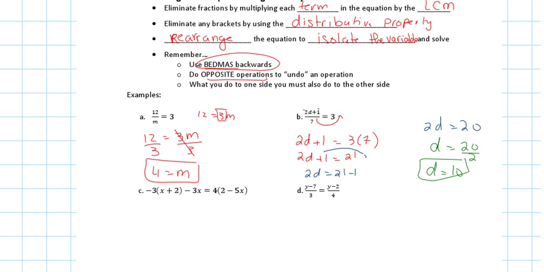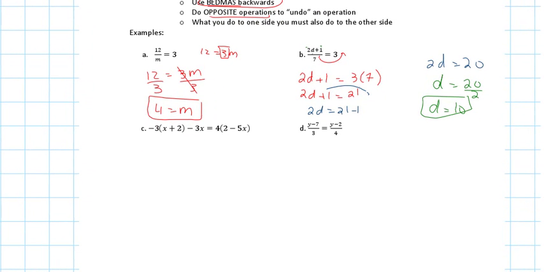A good thing about the next one is it doesn't have any fractions. When it doesn't have fractions, it's a little easier. It has brackets, so I need to get rid of the brackets. How do I get rid of the brackets? Yeah, distributive property. Multiply the negative 3 by both terms inside the bracket. So that is negative 3x minus 6, negative 3x equals 8. Multiply that 4 in, so it's going to be 8 minus 20x.